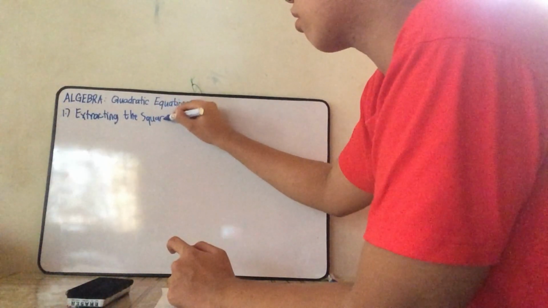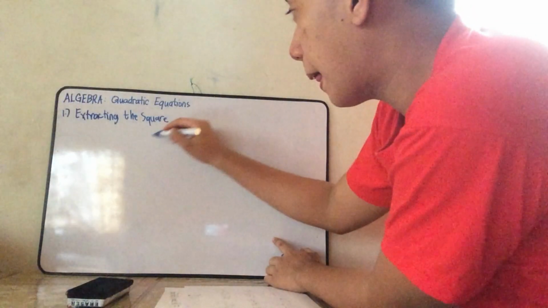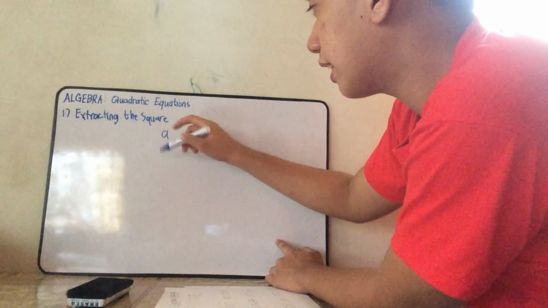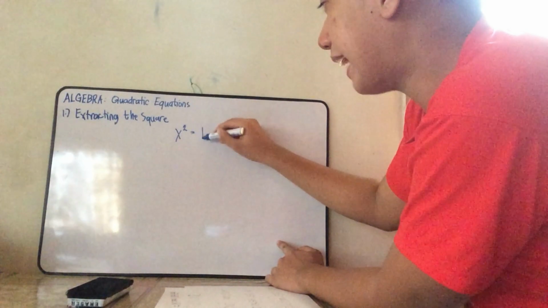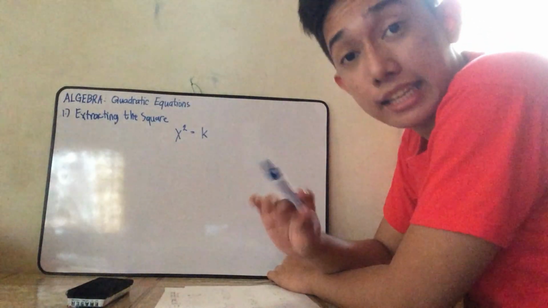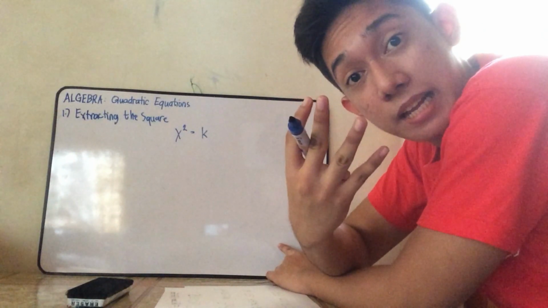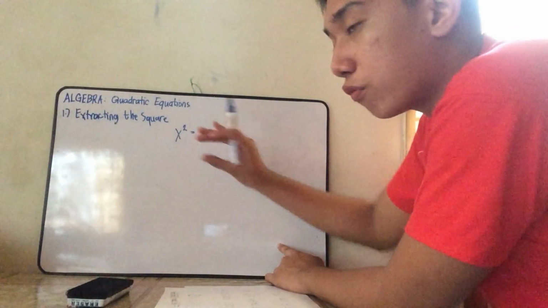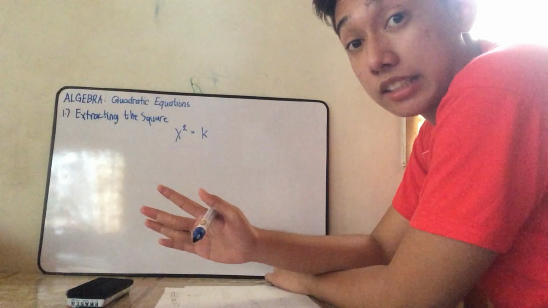Okay. So, for extracting the square, the form of your equation should be x squared is equal to k. When we say k, that is any real number, like equation 4 earlier. So, x squared is equal to k. That should be the form. Transform your equation into this form so that we can extract the square.